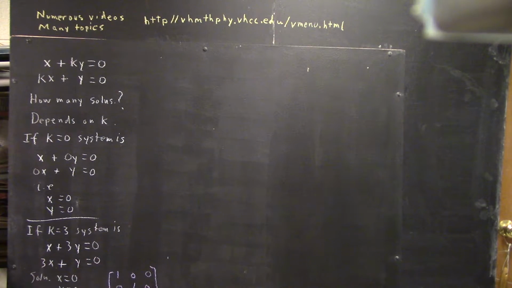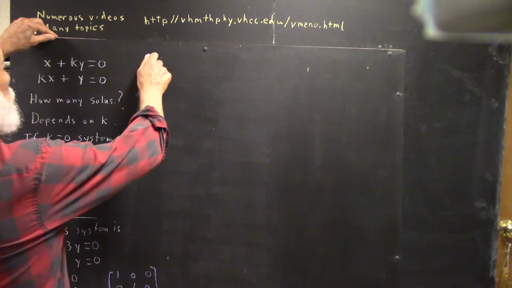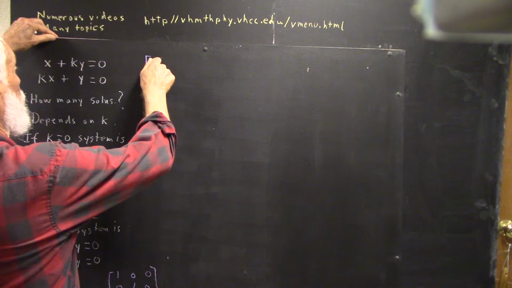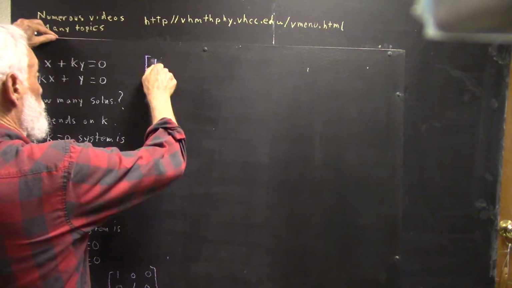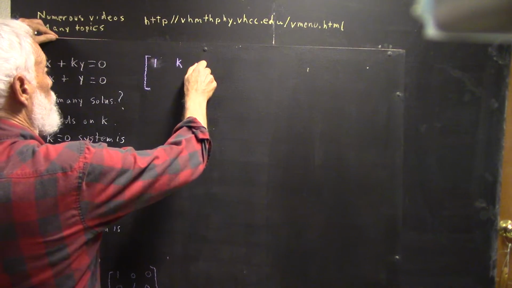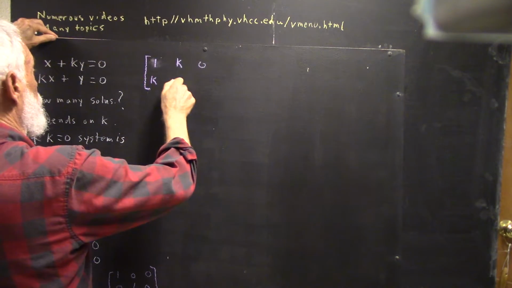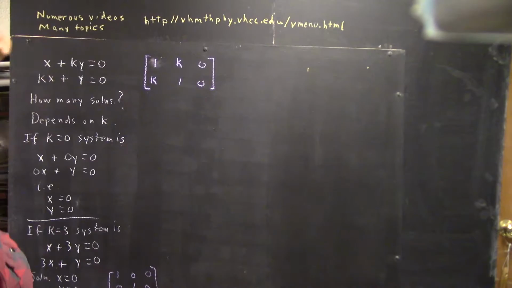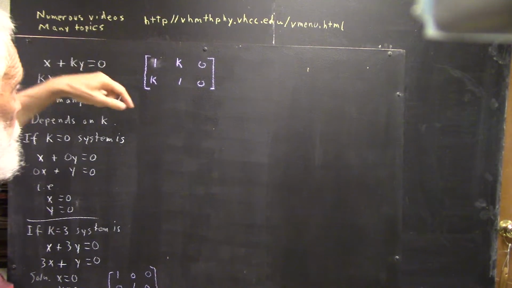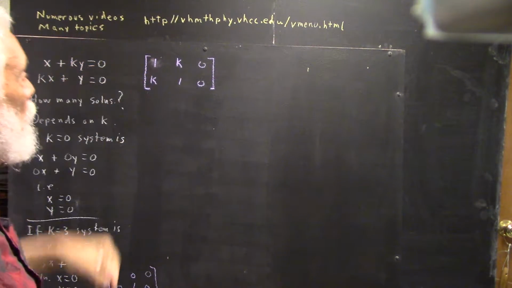Thinking about the matrix can give us a hint. You don't really need the matrix to do this, but let's write it down. The coefficients are 1, k, 0, and k, 1, 0. So what do we do? We subtract k times the first row from the second row.